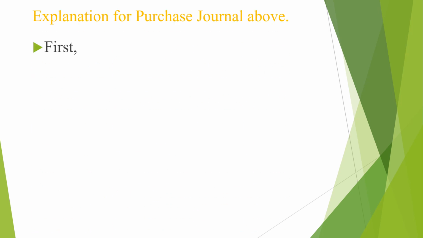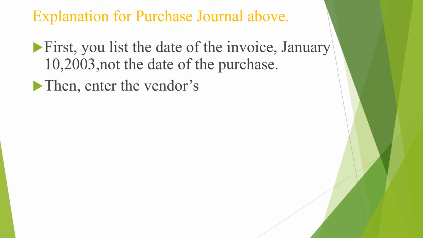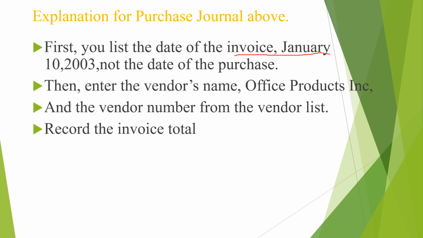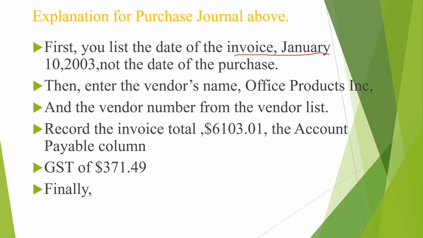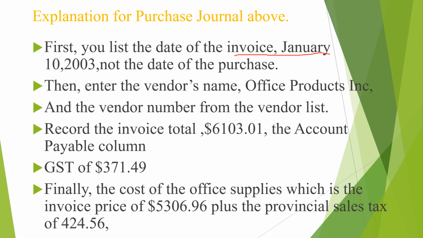The next thing, we will explain what we just did in the purchase journal. Explanation for the purchase journal above. The first thing you do is list the date of the invoice, which is January 10th, 2003, not the date of the purchase. Then you enter the vendor's name, Office Product Inc., and the vendor's number from the vendor's list.